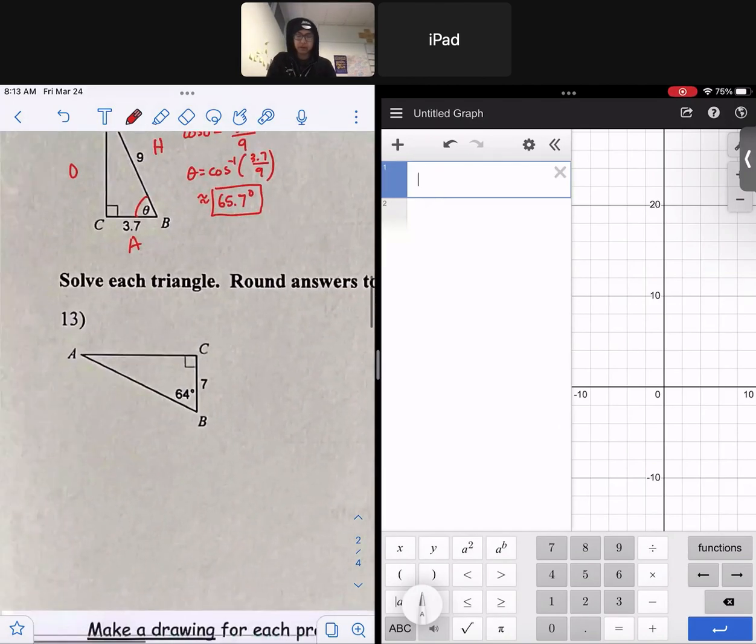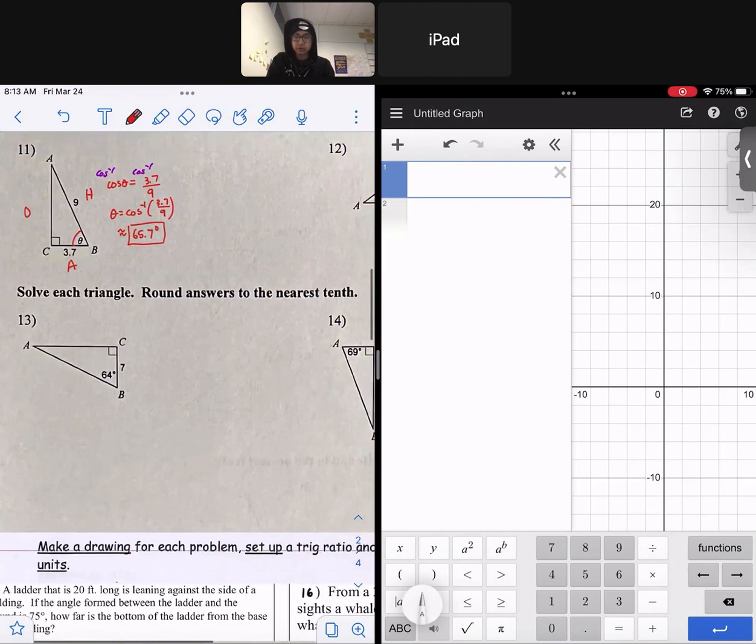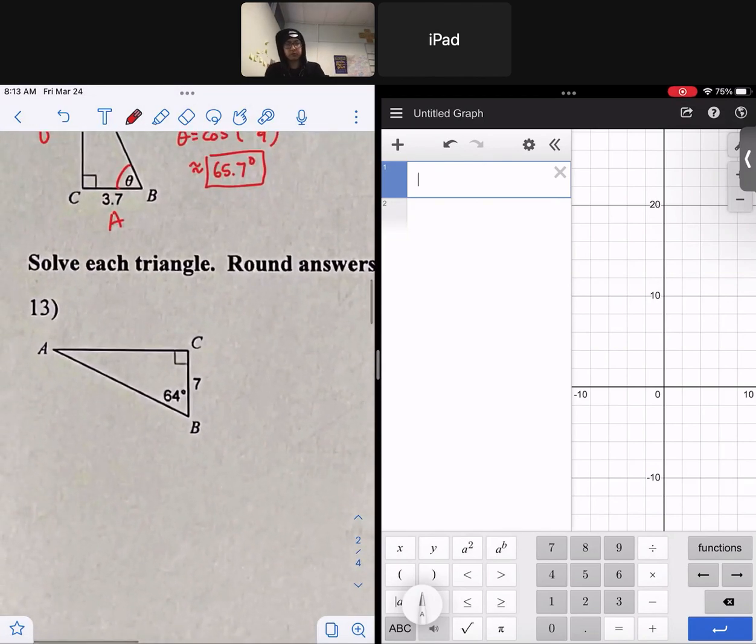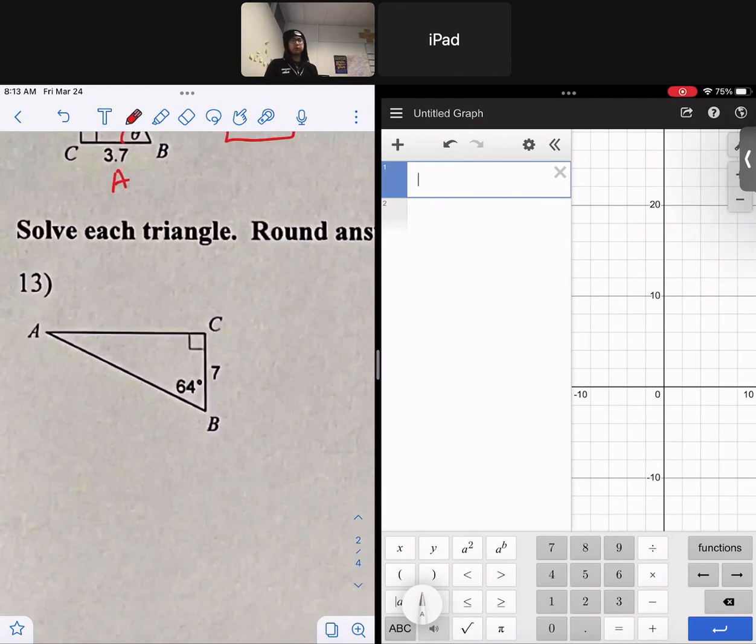Okay, now we have this, where we have to solve for each triangle, round it to the nearest tenth. So here's our triangle, right? So we need to find each length and each angle. So first off, I'm just going to denote this as x. And let's find that side length first. So this is opposite. Now it does not matter where you guys put your x and y, by the way. You could have put your x here. I just decided to put it up there.